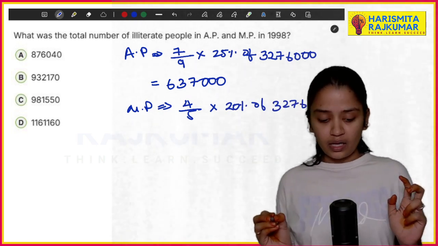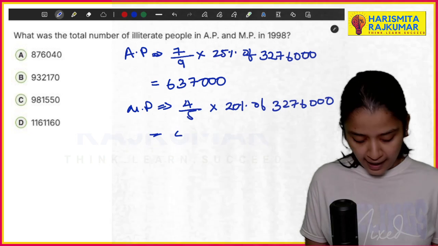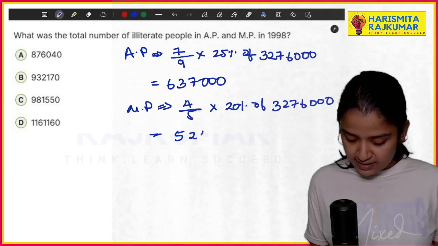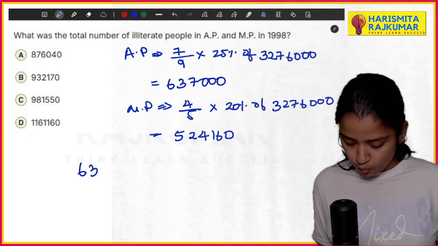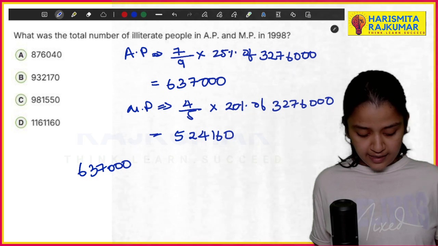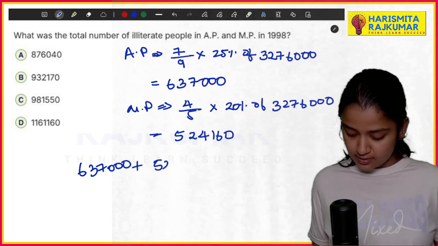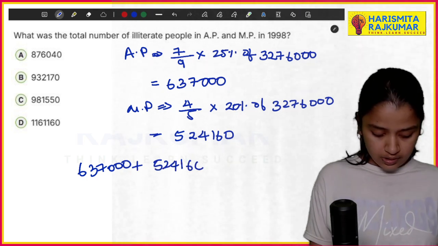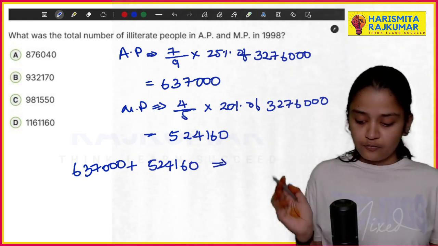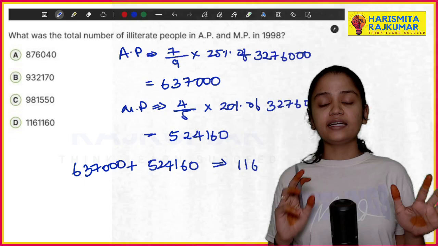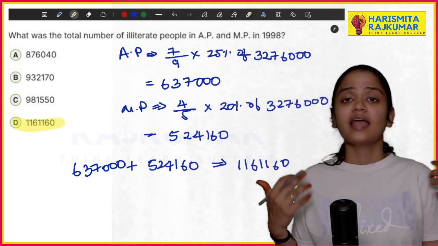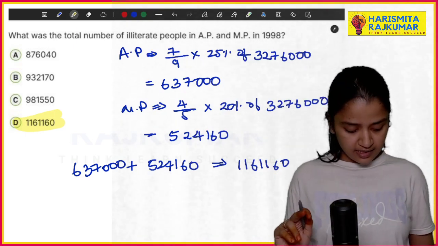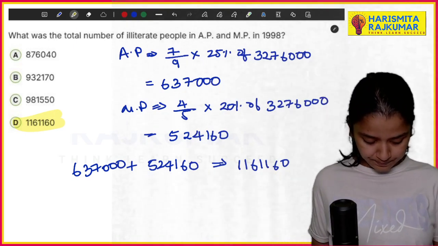So your answer is 524160. Now you have to add both: 637,000 plus 524160, and you will get 1161160. This will be your final answer. Here I didn't take the bigger number N, because you have to calculate the percentage only, and anyway N will get cancelled. That's why I haven't taken it.